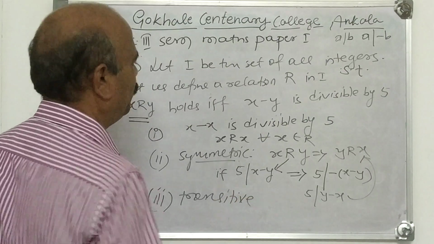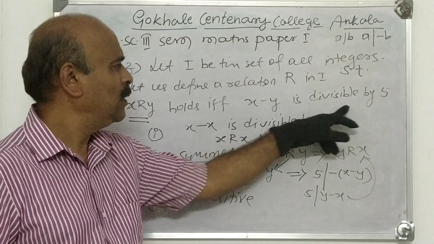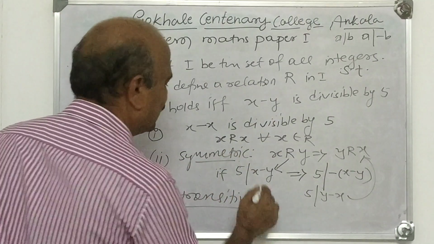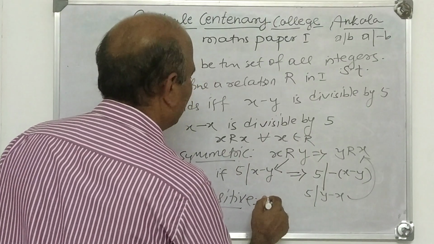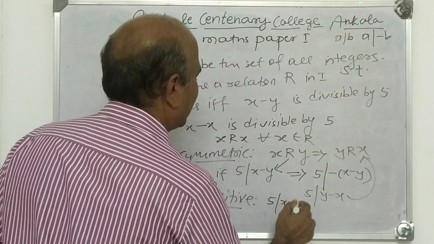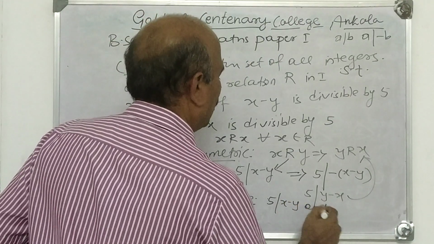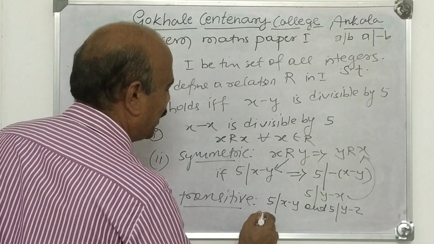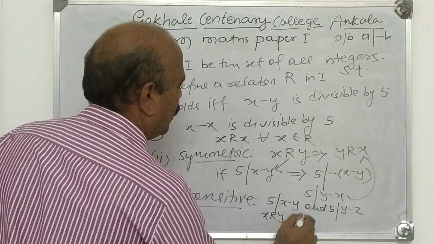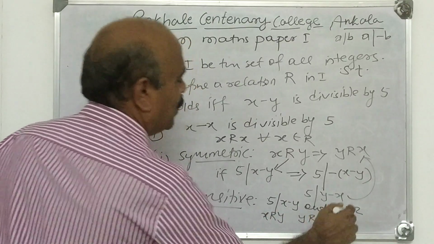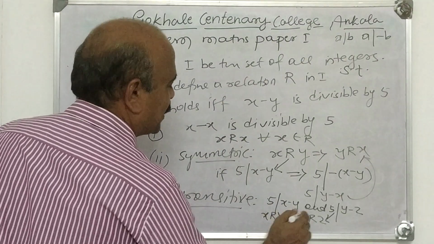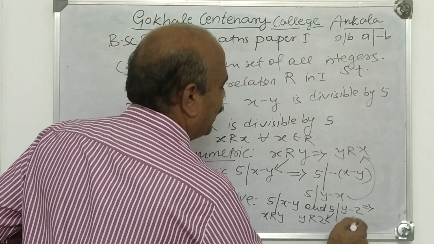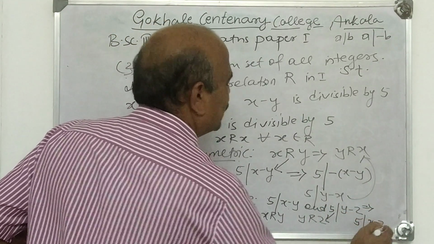Third one, transitive. What is the relation here? x R y if and only if x minus y is divisible by 5. Now, transitive. Why is it transitive? Transitive because suppose 5 divides x minus y and 5 divides y minus z. What do you mean by 5 divides x minus y? x R y. And 5 divides y minus z means y R z. So x R y, y R z. Now 5 divides x minus y, 5 divides y minus z, then 5 divides x minus z.